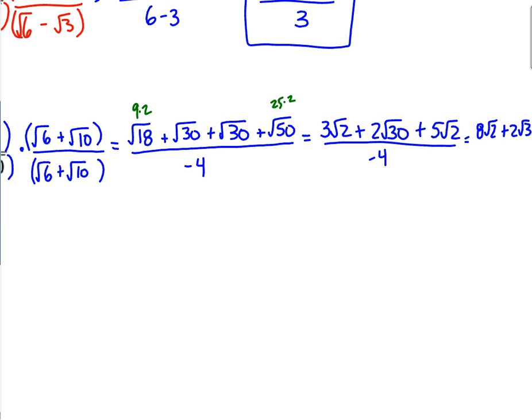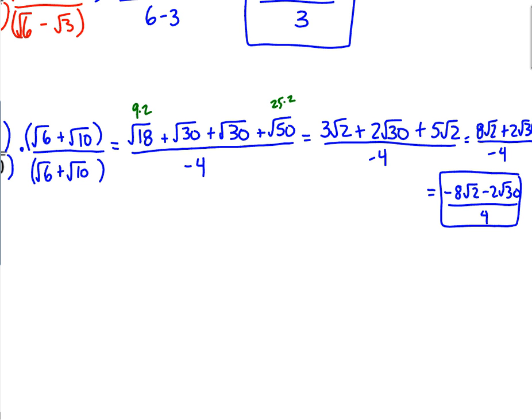Uh-oh, you can't see the 0. All over negative 4. Our last step, how are we going to move the negative out of the denominator? Multiply top and bottom by negative 1. So what happens to all our signs on the numerator? They all become negative. So negative 8 root 2 minus 2 root 30 all over positive 4.